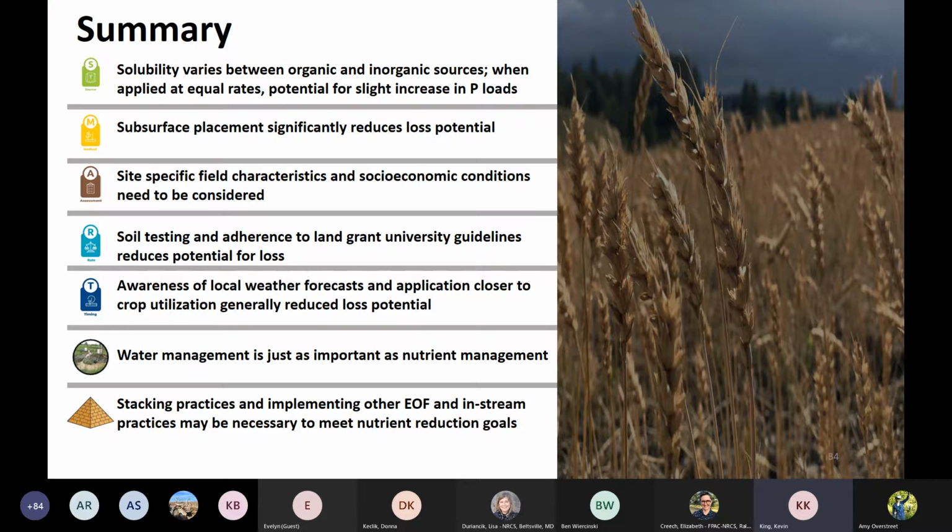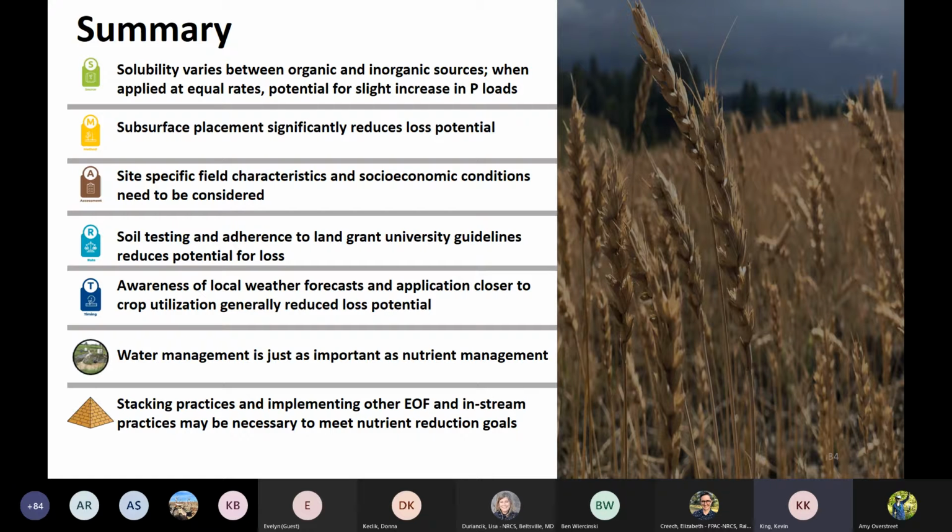In summary, and with respect to the source part of SMART, solubility varies between organic and inorganic sources. When applied at equal rates, potential for slight increases in phosphorus loads have been measured. The method part of SMART should focus on subsurface placement, as placement below the surface significantly reduces loss potential.